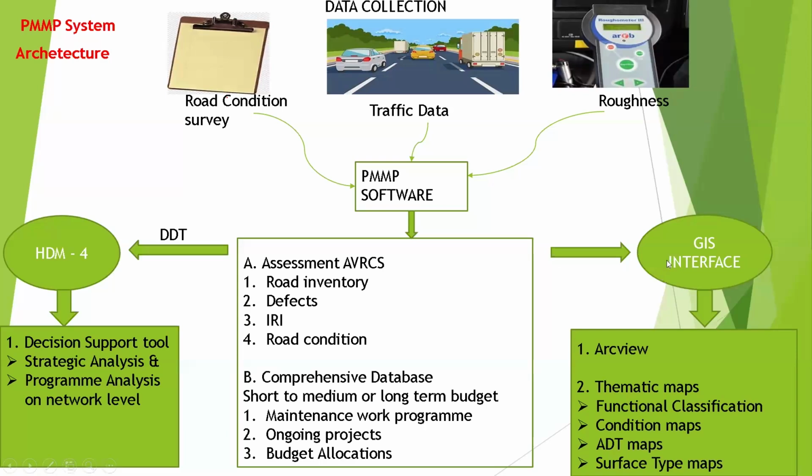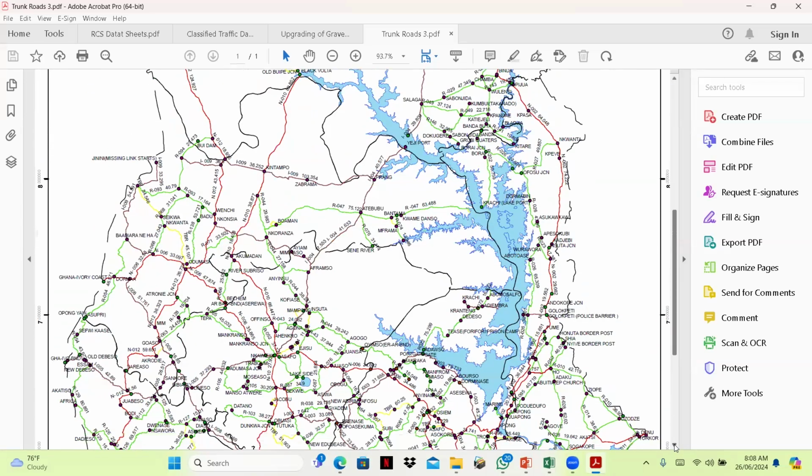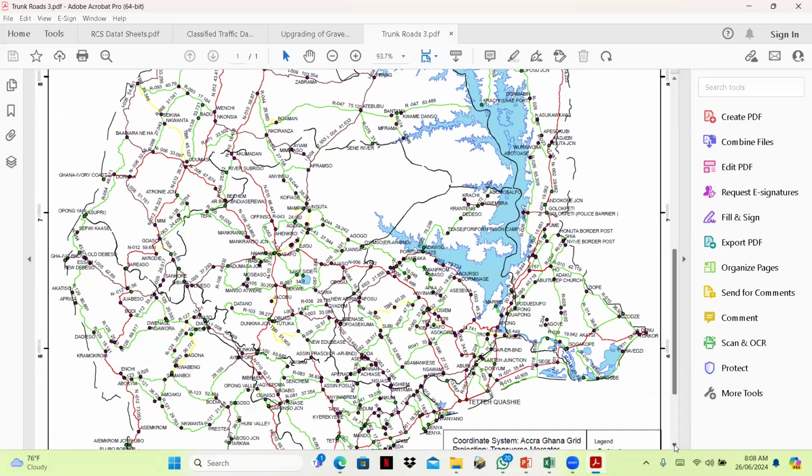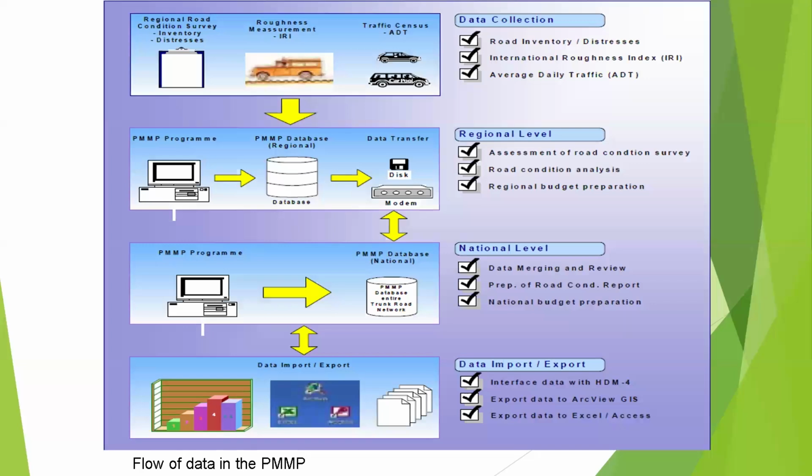Then we also have the ArcView GIS. This is a thematic map of functional class that was taken at Ghana Highway Authority with a view to interfacing it with the HDM4 or the PMMP. So this is an in-house built functional class network map so that you can view thematic maps, traffic maps, and functional classification maps of the network when it comes to the HDM for administration of the maintenance project.